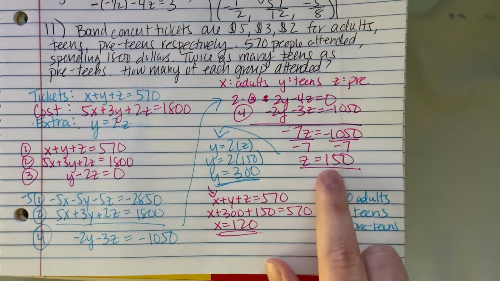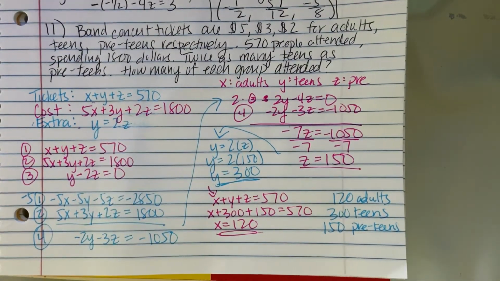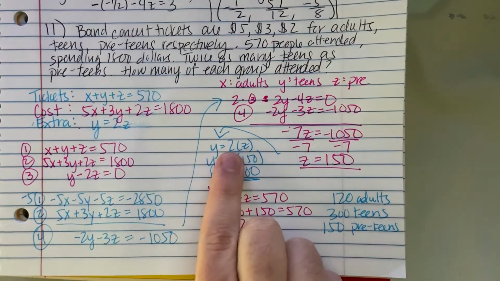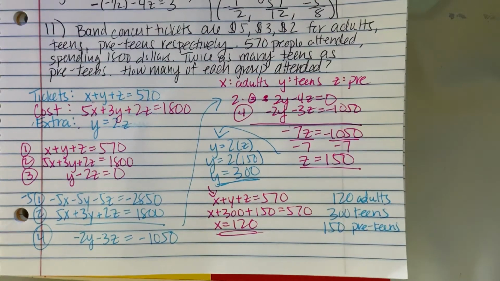Now I can use my z to plug in for y. This is actually the easiest equation to do it in. y equals 2 times z. So y equals 2 times 150. 2 times 150 is 300, so that means 300 teens attended.